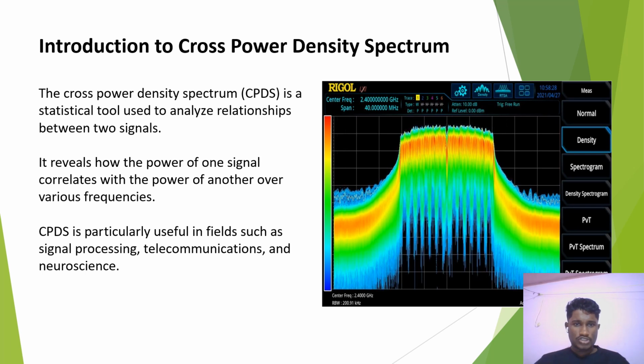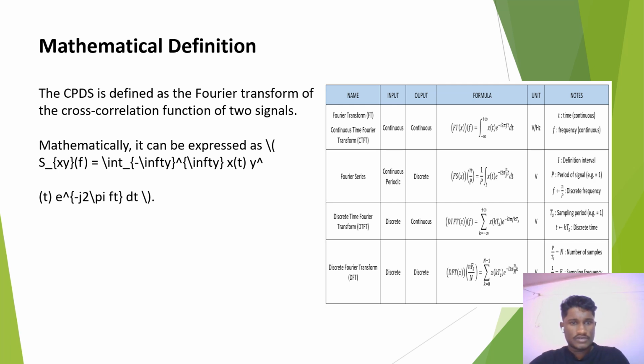The cross-power density spectrum is a statistical tool used to analyze relationships between two signals. It reveals how the power of one signal correlates with the power of another over various frequencies. We can see the graph over here, density spectrogram, PVT spectrum, and normal. CPDS is particularly useful in fields such as signal processing, telecommunication, and neuroscience.